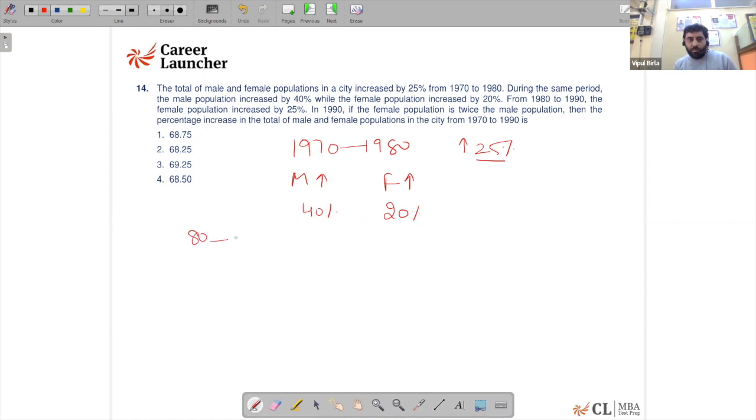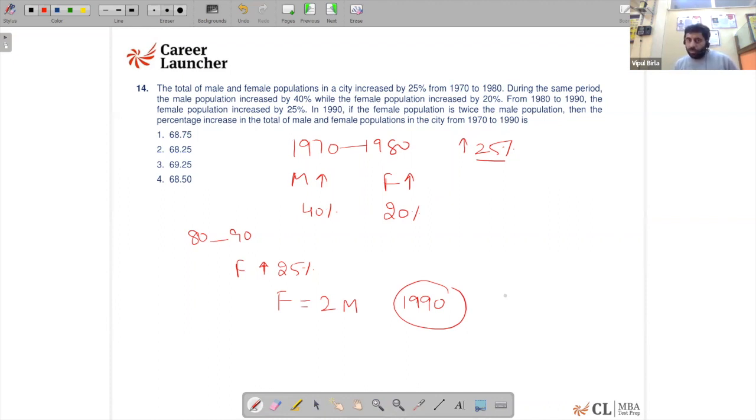From 1980 to 1990, the female population increases by 25%. In 1990, that means after that, the female population becomes twice the male population in 1990. Then the percentage increase in the total of male and female population from 1970 to 1990 is what they are asking.